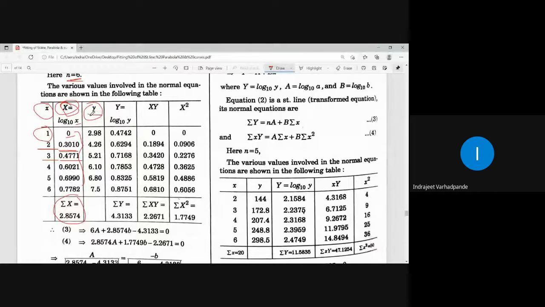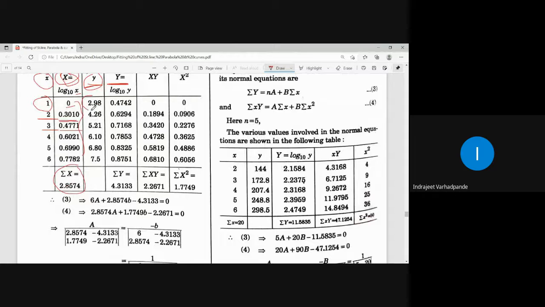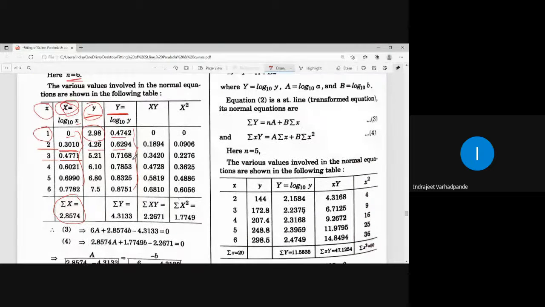Likewise, from small y, I generate the values for capital Y. How will capital Y come out? Log of small y. Log means log to the base 10. So in the calculator, press log of 2.98. It will give this. ln of this will be different, log of this will be different. So log of 4.26 will be this. Similarly, calculate all the values in the column of capital Y and take the summation. That summation will be 4.3133.